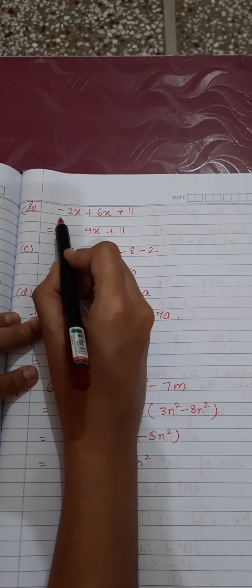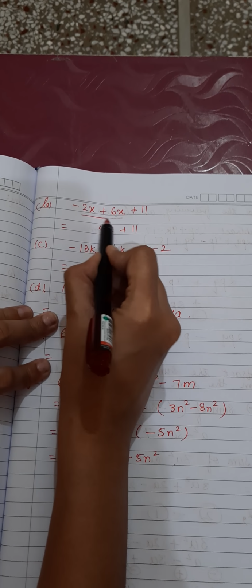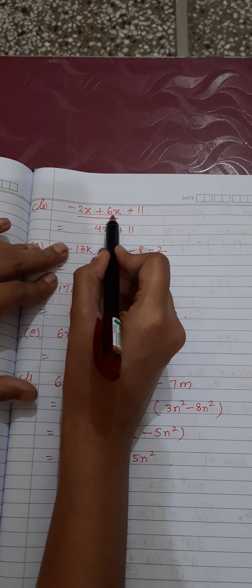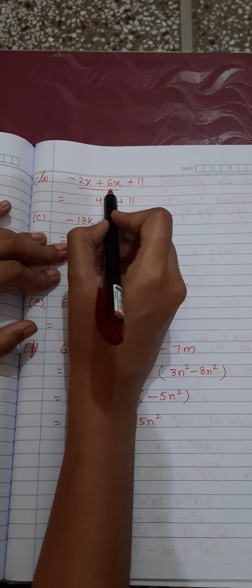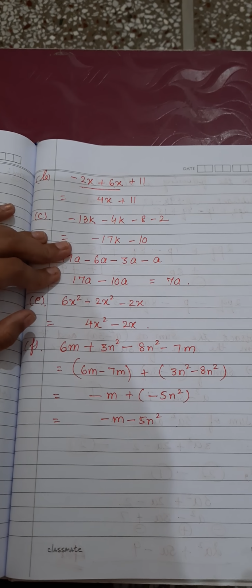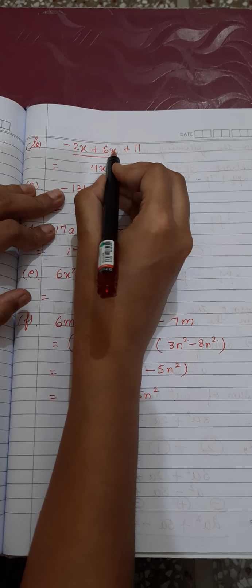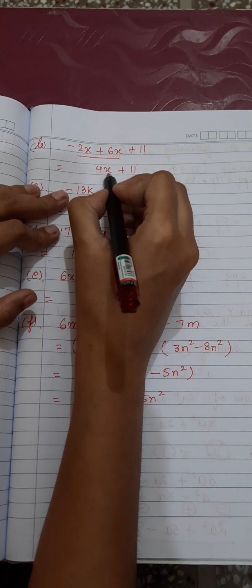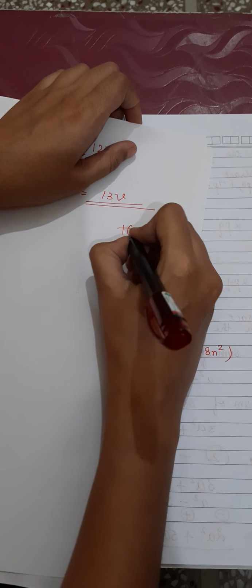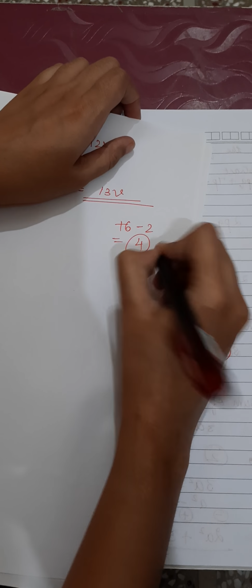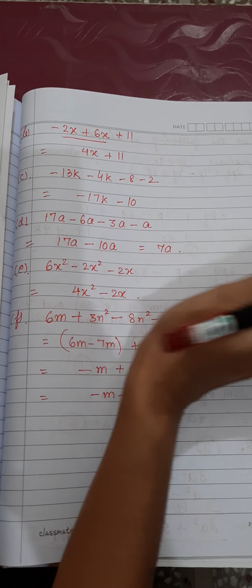B part is minus 2x plus 6x plus 11. You can see that these are already together. And then whatever is with the x terms, you are going to solve those like terms. Minus 2x plus 6x. Now x is there, so the answer will also come in x, and this is plus 6 and this is minus 2. Plus 6 and minus 2. What will come? 4 will come. So here will come 4x. What was left? 11. So plus 11 as it is.